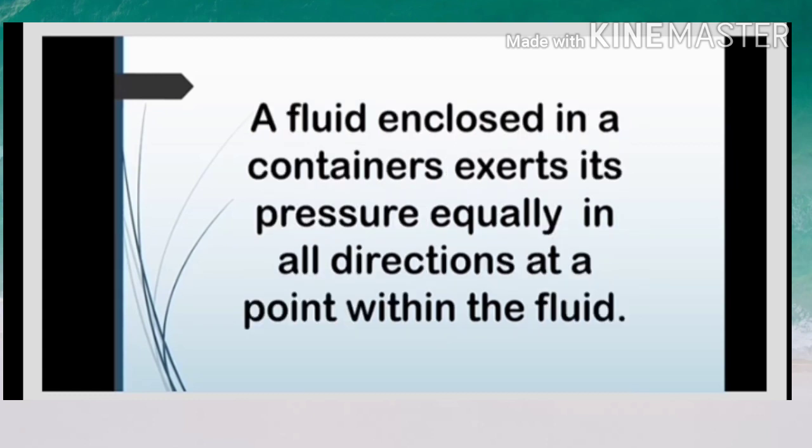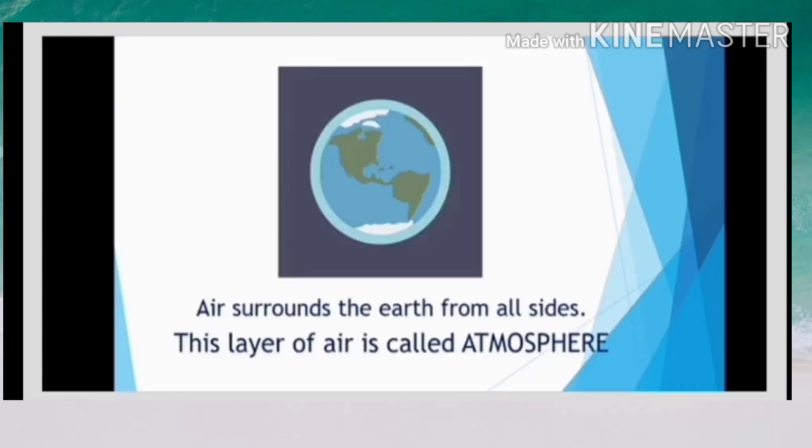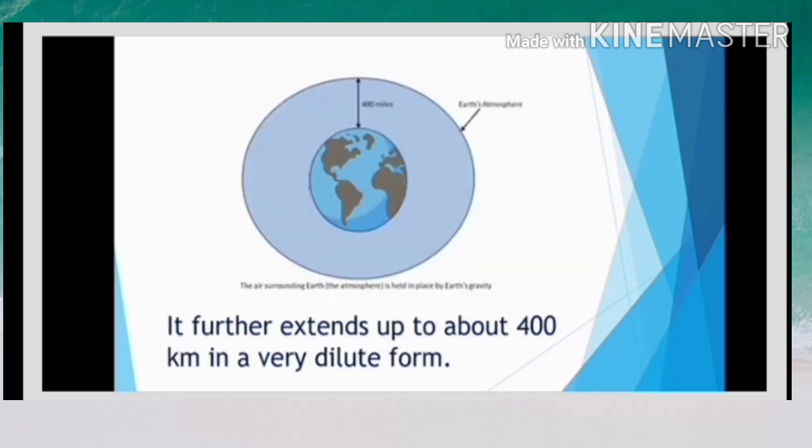The next point, atmospheric pressure. Air surrounds the earth from all sides. This layer of air is called the atmosphere. The atmosphere exists up to 16 kilometer height. It further extends up to 400 kilometer in very dilute form.